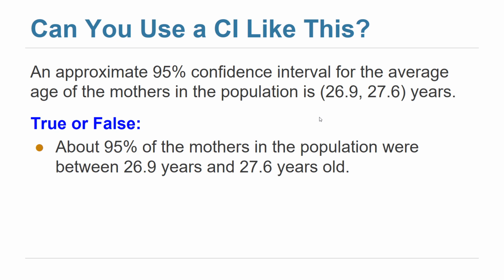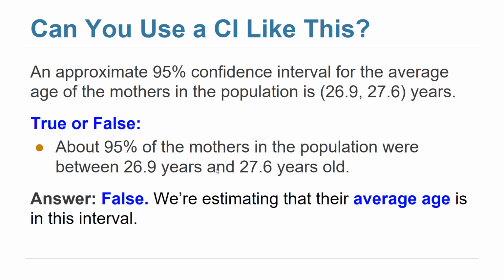So the meaning of the 95% confidence interval is not saying that 95% of the mothers will be within this interval. So this is false. We are actually estimating that their average age is in this interval. That's not about the distribution of the age. It's just an estimation.